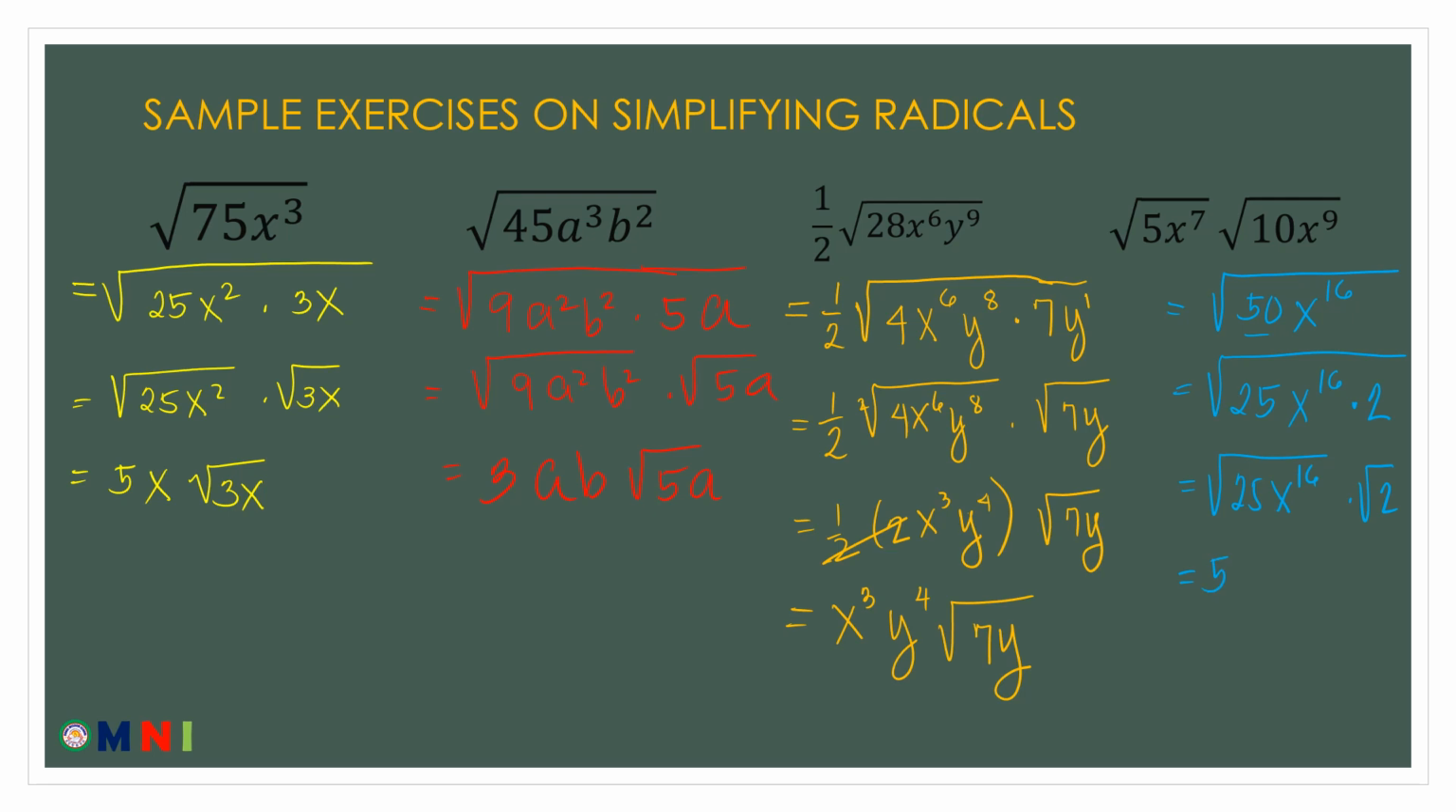Square root of 25 is 5, and square root of x to the power of 16 is x to the power of 8. Because 16 divided by 2, it's understood there. By rational exponents, so 16 over 2, that's power over root, which is x to the power of 8, and then square root of 2. There. We have here the simplified radical for this given square root of 5x to the power of 7 times the square root of 10x to the power of.